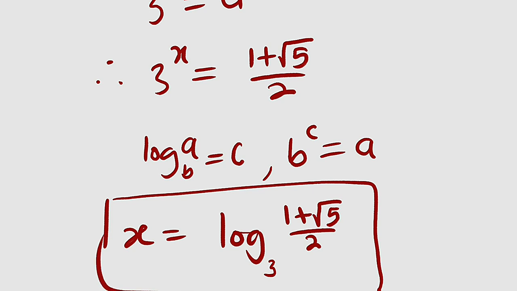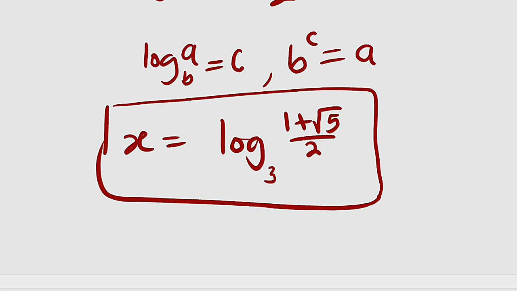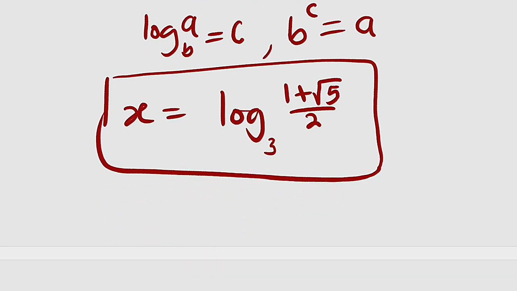And if you like, you can use your calculator and simplify this log, and that will give us an approximated result. We have x approximately equal to 0.438, something like this, in 3 decimal places.